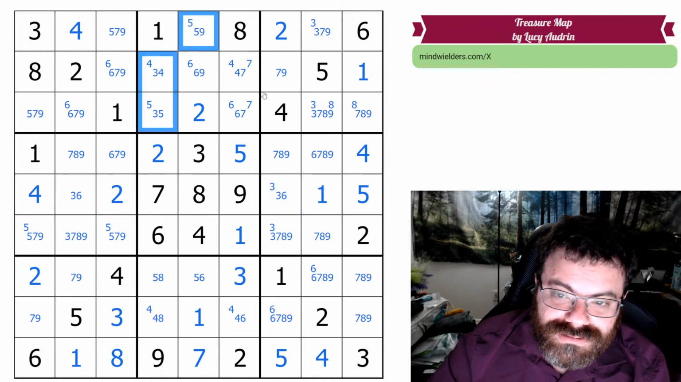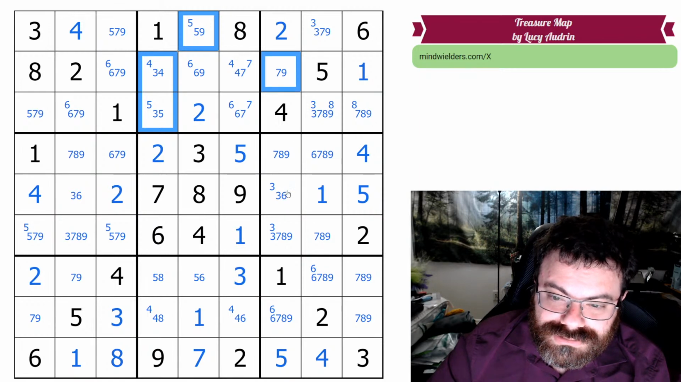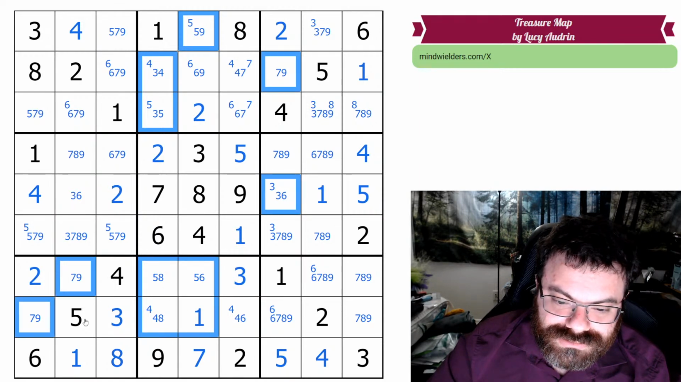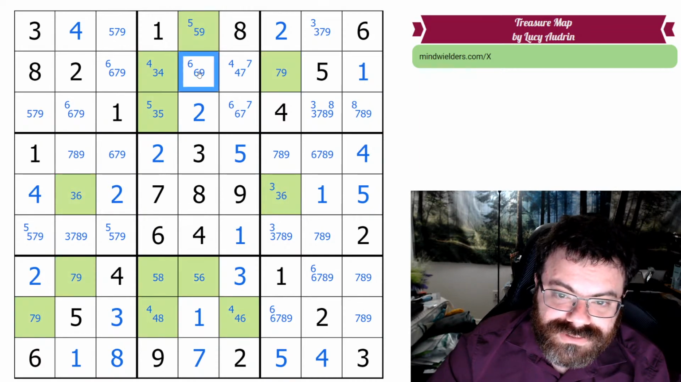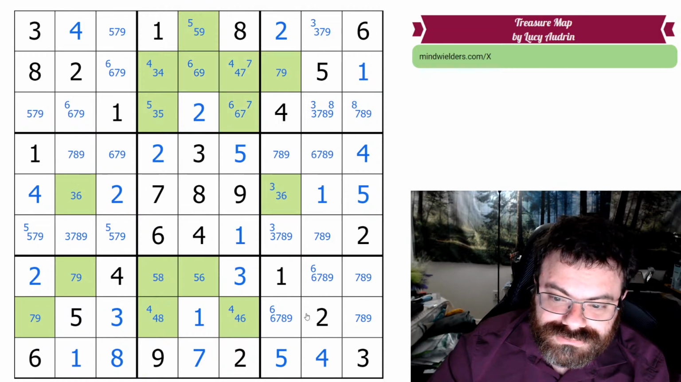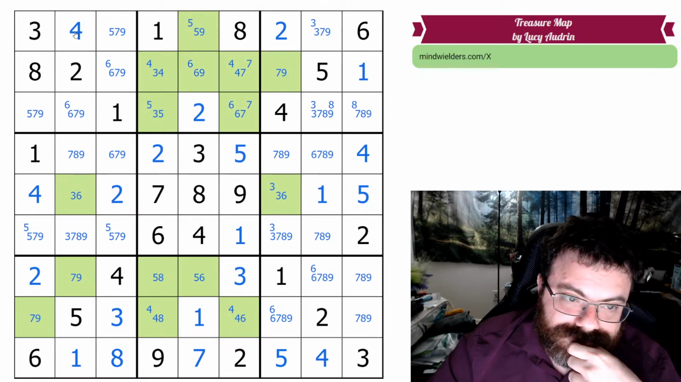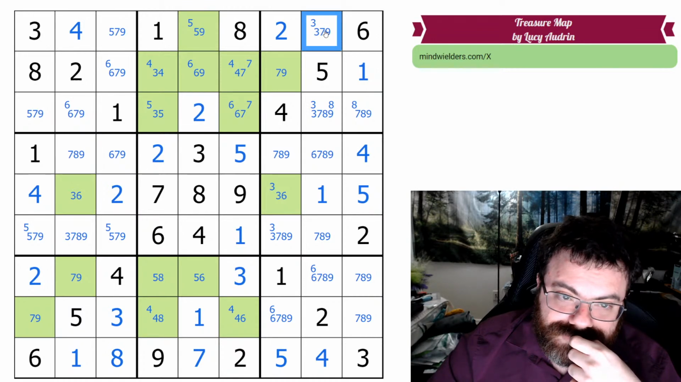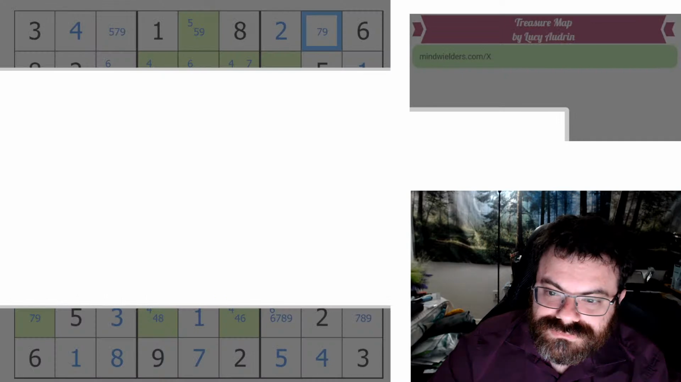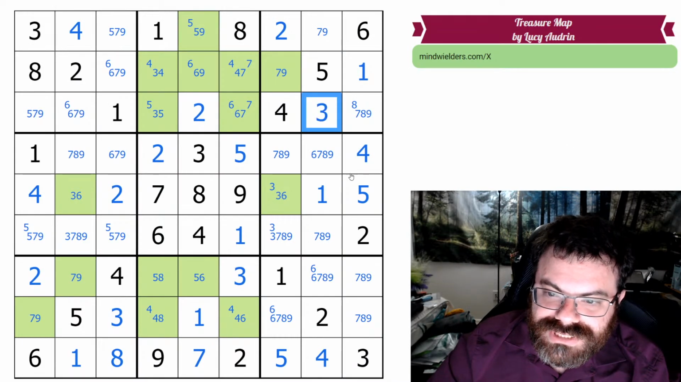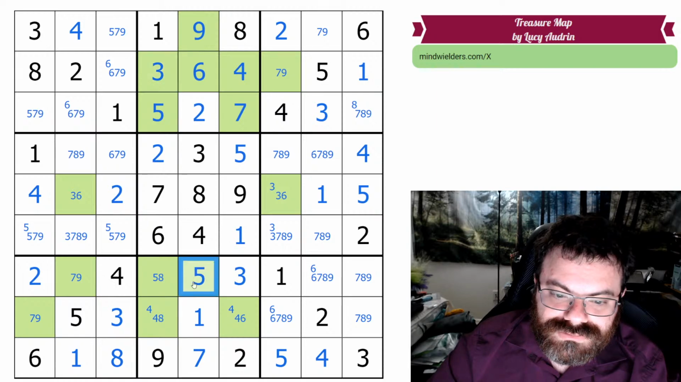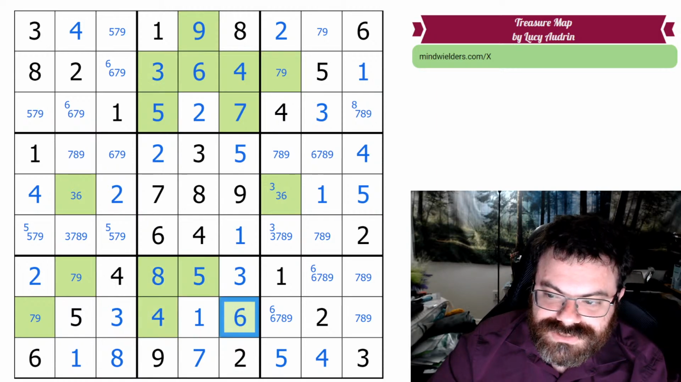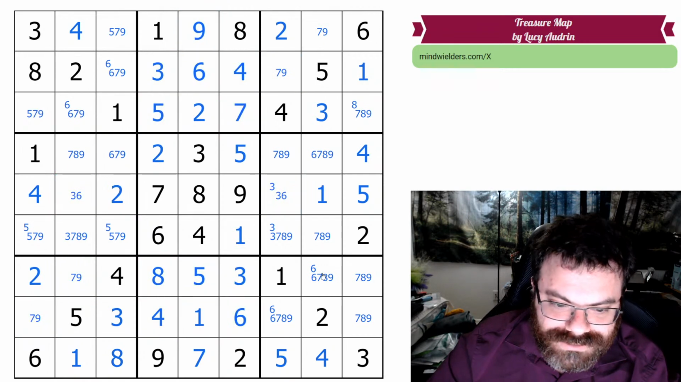I'm going to highlight all of the 2-cell or bi-value cells. Oh, there's a 3 in this row. Whoops. That actually places this 3. I think we just filled the puzzle here.